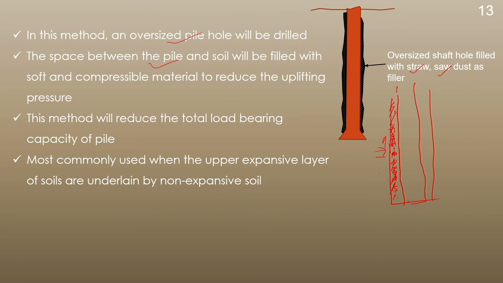But one of the demerits of this method is that it will reduce the total load bearing capacity, as some portion of the soil will be resisting this upward uplift pressure by providing frictional resistance. But when we provide a soft material over here, the frictional resistance opposing this uplift pressure will also get reduced. Because of that, the total load bearing capacity of the pile will be reduced. This is most commonly used when the upper expansive layer of the soil is underlain by non-expansive soil, and it is also applicable for low to medium swelling soil.